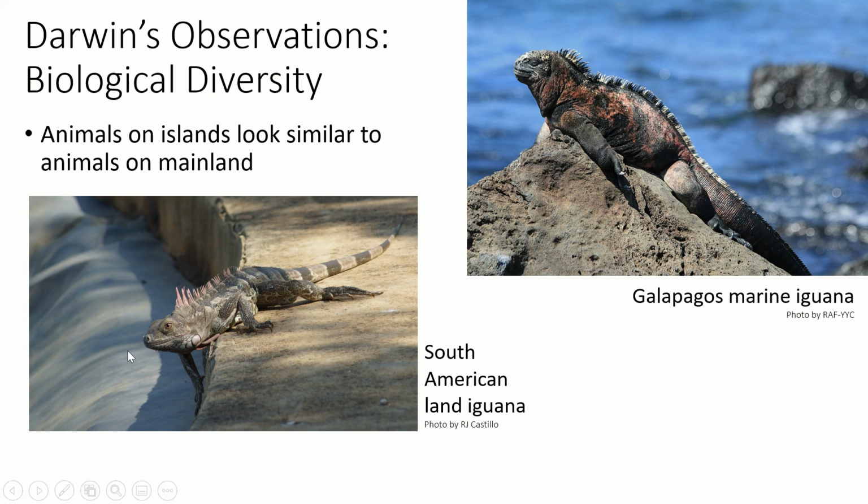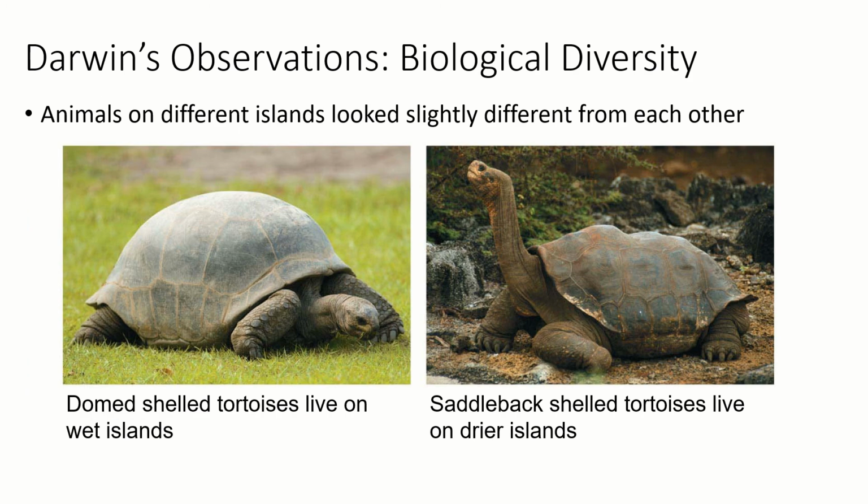He also noticed that on the islands, there were animals that looked similar to animals on the mainland. So here's a land iguana from South America. Here is a marine iguana from the Galapagos Islands. I know it looks like Godzilla. It looks really scary, and it is really big. They're a couple feet long. But it actually eats kelp. Yeah, it swims in the water and eats kelp. It's totally harmless.